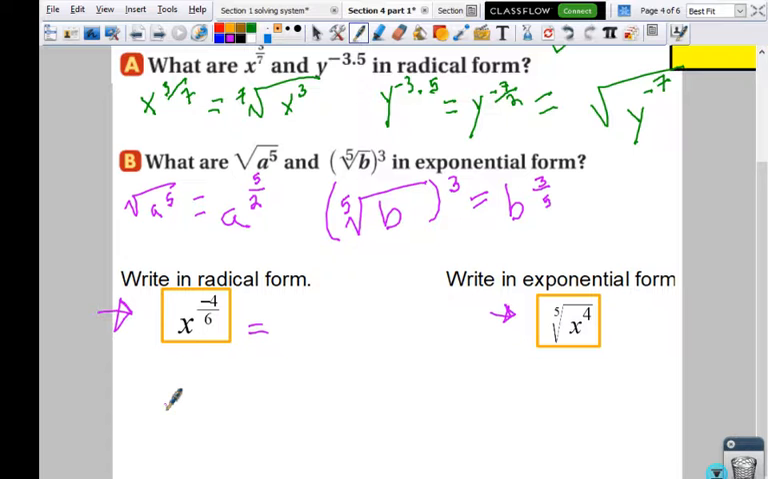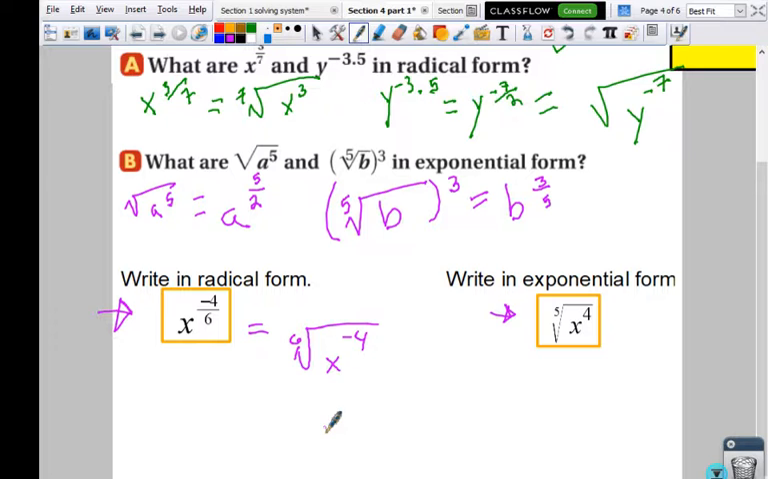What is x to the negative 4 over 6 in radical form? It's the negative... 6th root of x to the negative 4. What's this little number in front called? The index, yeah. There you go. That's the index of 6, and then x to the power of negative 4. Yep, there you go. Wow. You just had to phrase it right.